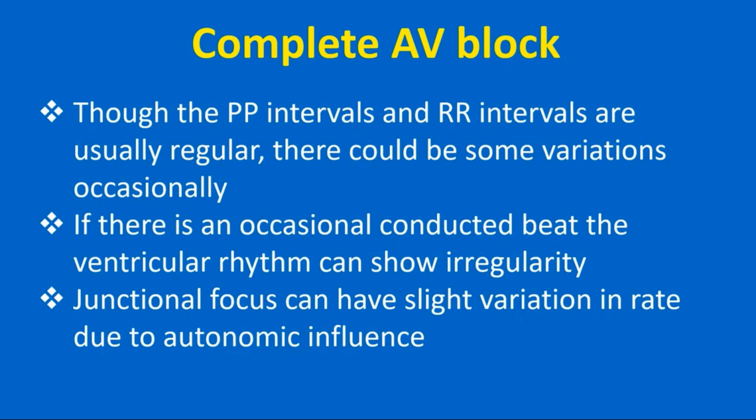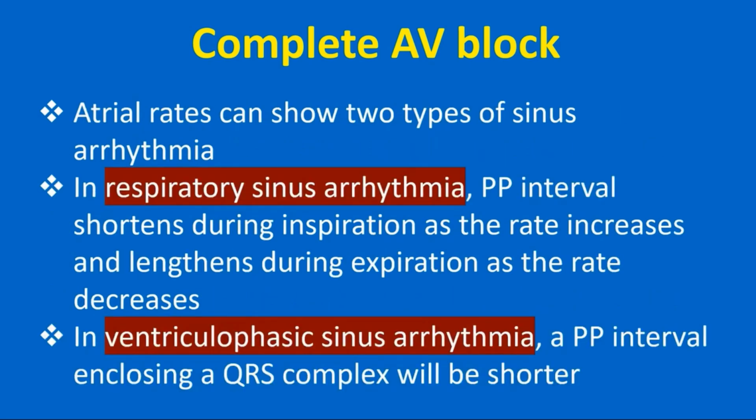Though the PP intervals and RR intervals are usually regular, there could be some variations occasionally. If there is an occasional conducted beat, the ventricular rhythm can show irregularity. Junctional focus can have slight variation in rate due to autonomic influence. Atrial rates can show two types of sinus arrhythmia.